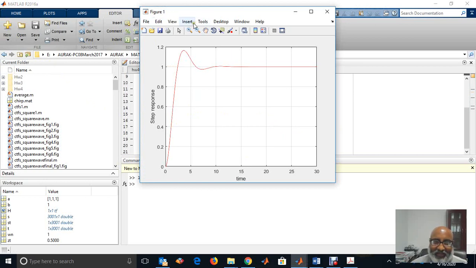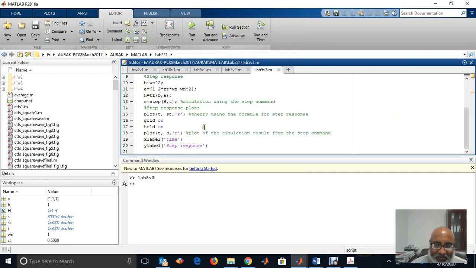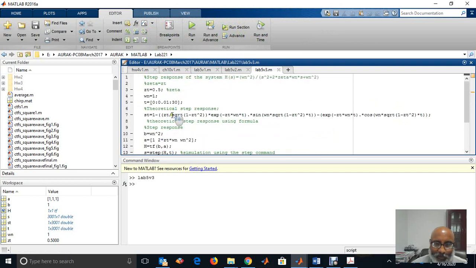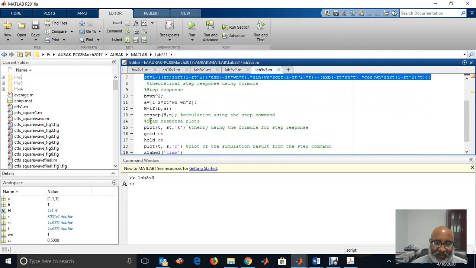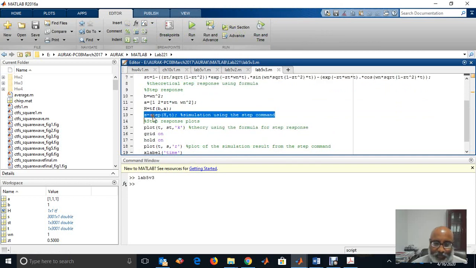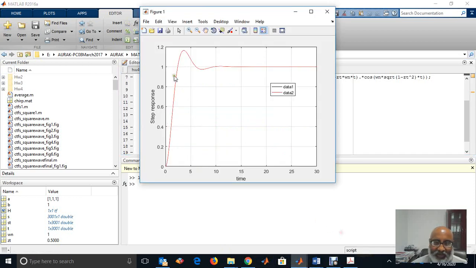So let's see this plot. Again I see here two plots, one below, the black color, and the red on top of it. The black color is the plot of the formula, meaning this long formula that I got from theory, from mathematics. The red one is using the step command. You see here, and this is called the step response.